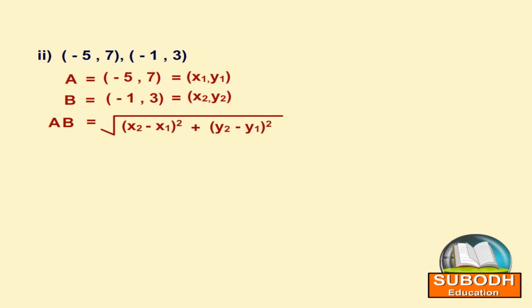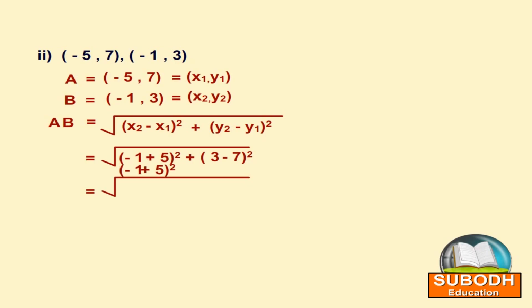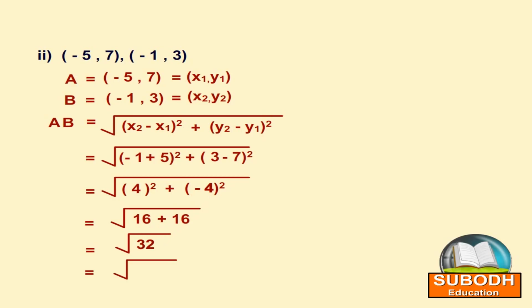AB = under root (x2 − x1)² + (y2 − y1)² = root of (−1 + 5)² + (3 − 7)² = root of (4)² + (−4)² = root of 16 + 16 = root 32. Factor: root of 16 × 2 = 4 root 2.